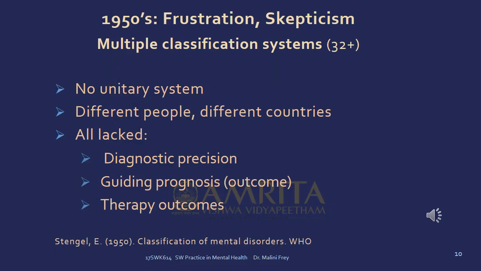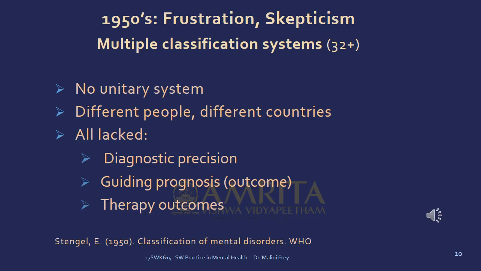Now, what I really want you to understand from this very, very brief historical presentation is that there were so many different classification systems that people were trying to develop in order to try to understand mental disorders. And by the 1950s, this led to a lot of frustration, a lot of skepticism, which is like doubt. Do we really know what we're doing? There was no unitary system. Different people from different countries were all proposing different ways to understand mental disorders. It was a big challenge.